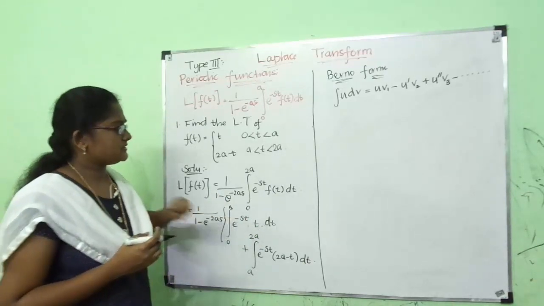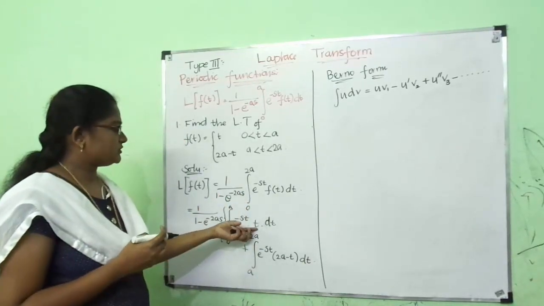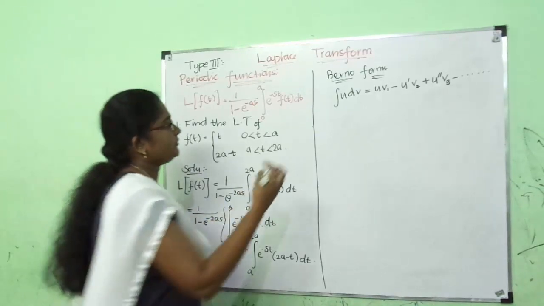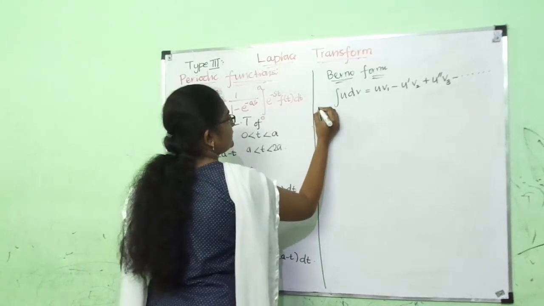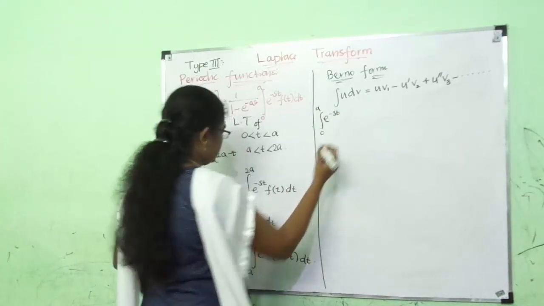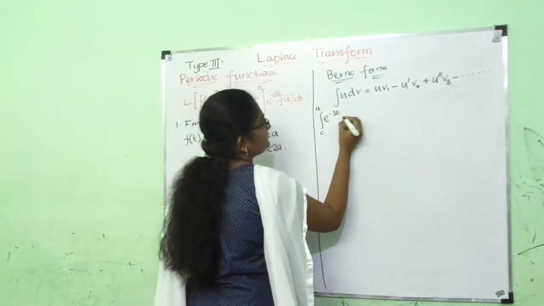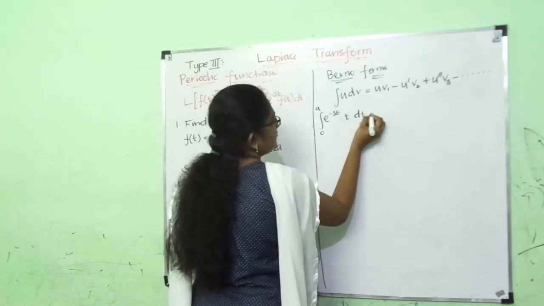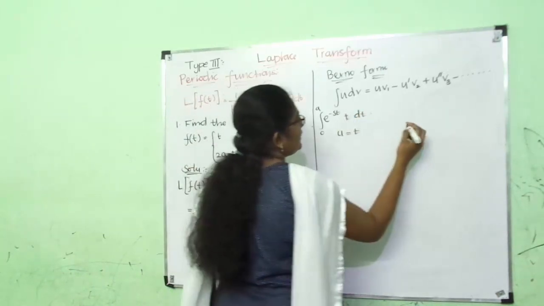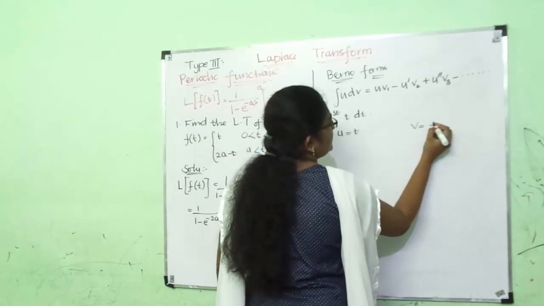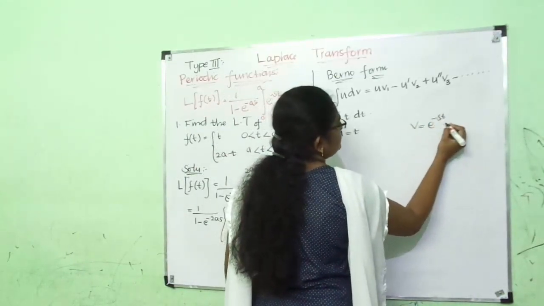Now here we are going to take the integral 0 to a, e power minus st t dt. Here I am going to take u is equal to t, which is a variable, and v is equal to e power minus st into dt.